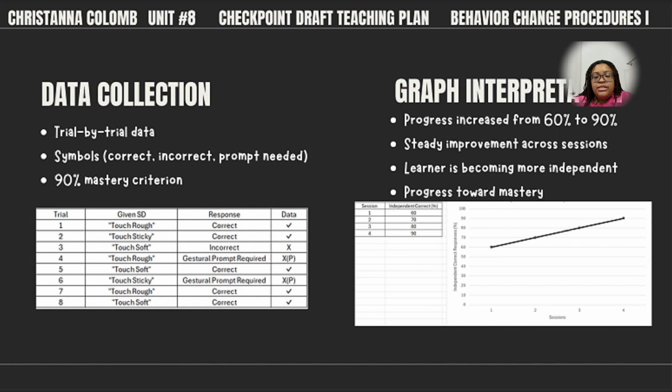The data collected during each session can be graphed to show how the learner is progressing over time. The sample graph on the screen shows the learner's progress across 4 teaching sessions. Independent correct responses increased from 60% during the first session to 90% by the 4th session. The upward trend suggests that the learner is becoming more independent in receptively identifying rough, soft, and sticky. If this progress were to continue, the learner would be expected to meet the mastery criteria of 90% independent correct responses across 4 teaching sessions.